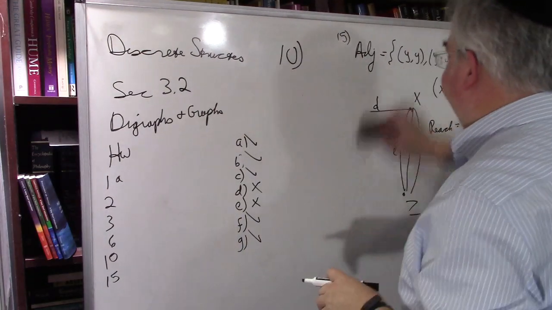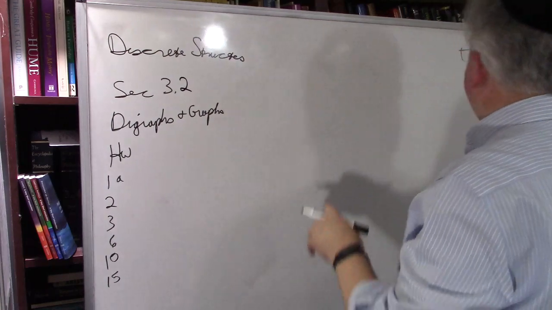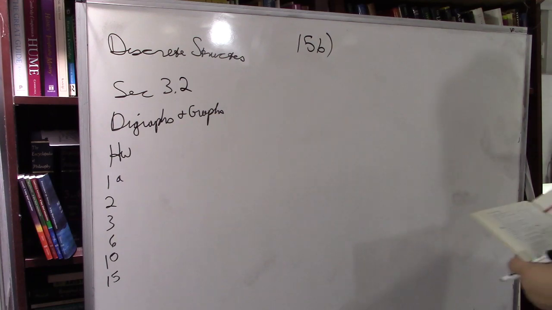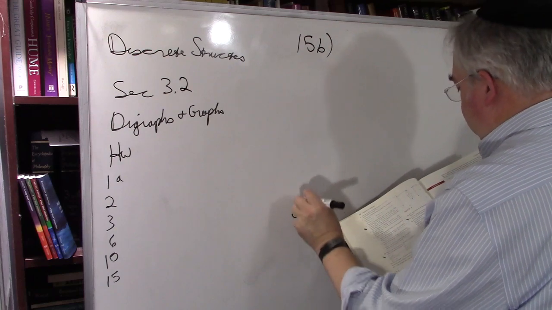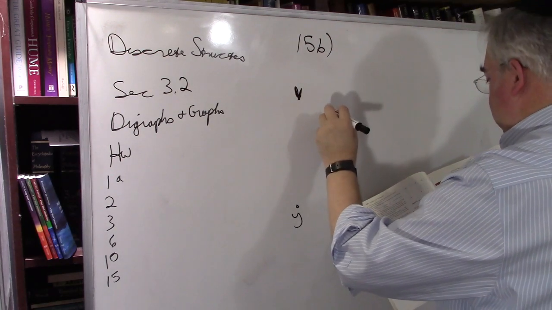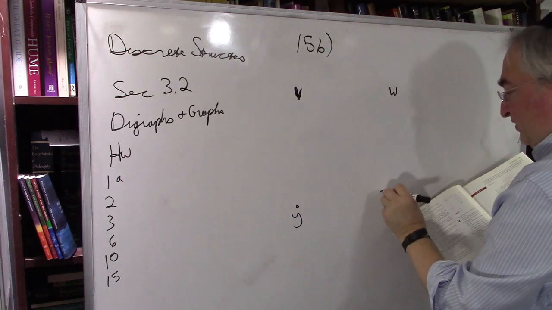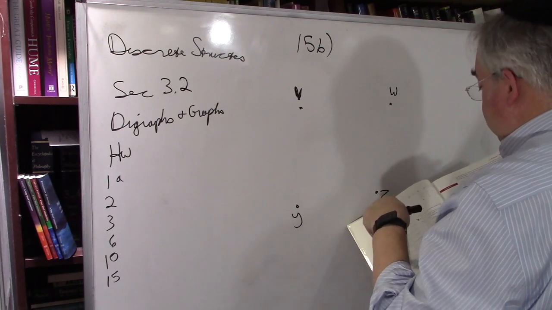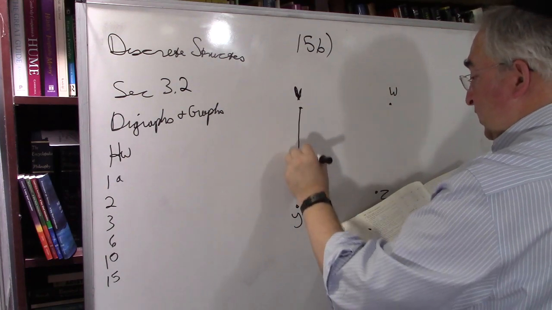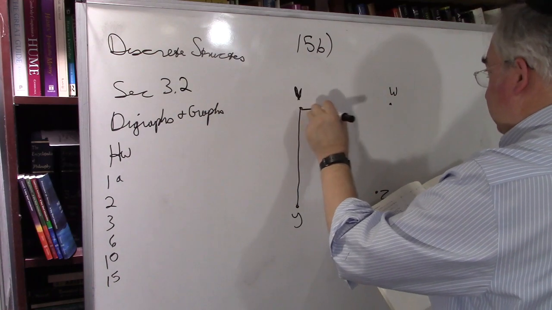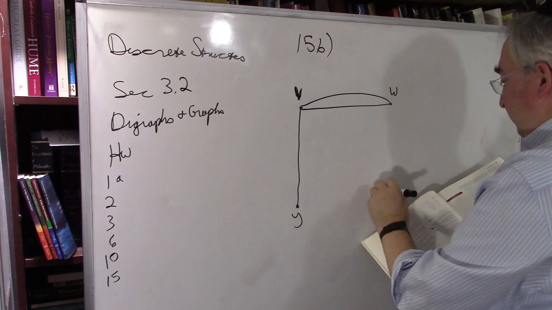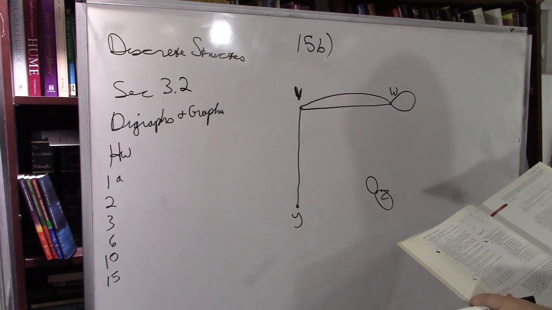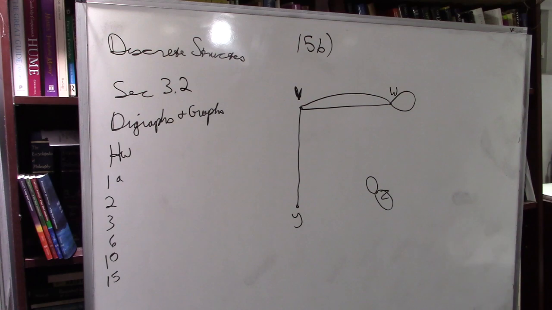Now let's do the other graph. So this is 15B, technically. And it's as follows: V, W, and Z. By the way, in this problem there's no reason for the letters of the edges, because they're not asking for them. So we're going to leave that out, because we don't need it. Give the adjacency relation and the reachability relation. Okay, so let's do it.